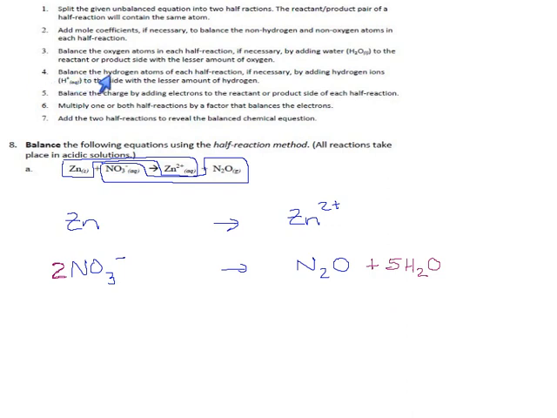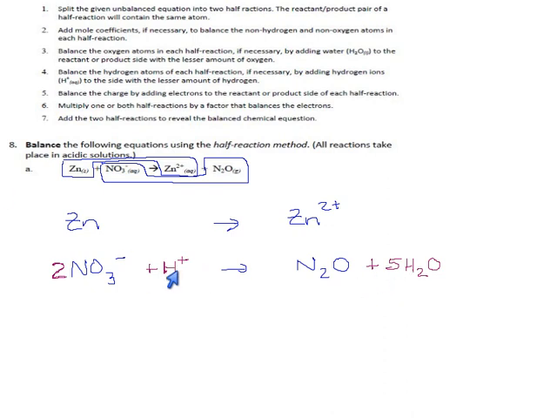What's next? Balance the hydrogen atoms in each half reaction, if necessary, by adding hydrogen ions to the side with the less hydrogen. Zinc doesn't have any hydrogen on either side, so that one's good. Hydrogen, or this line, 10 hydrogen on the right, none on the left, so this side needs hydrogen. You can't just add H2 or anything like that. You must add H+ ions. Why? Because they said we're in an acidic solution, and there's plenty of these in an acidic solution. Okay, so that takes care of our hydrogen problem.